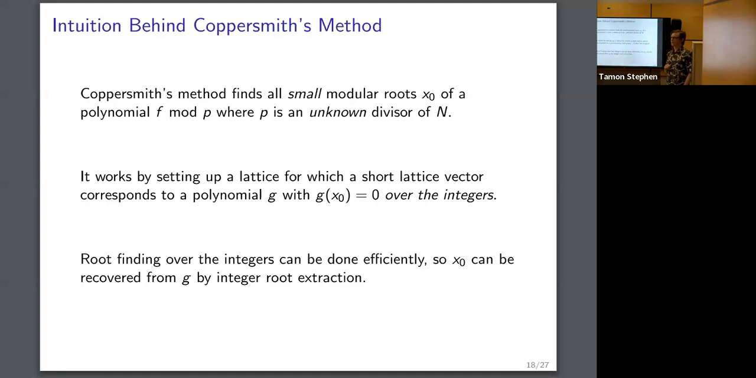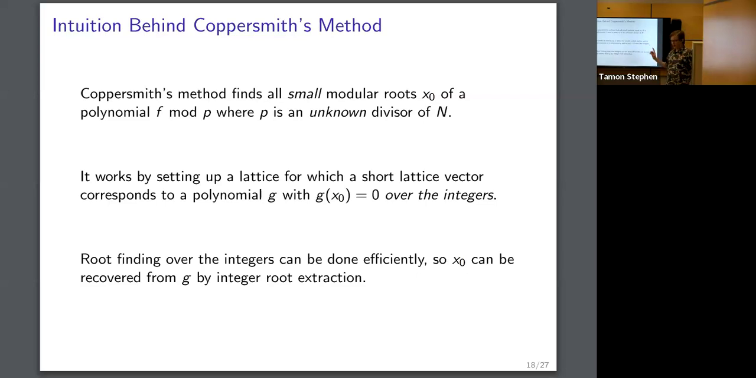Well, yeah, for any divisor of n. So in this case, it can be F mod P or F mod Q. I believe it's a root of one of those. There's a bound, I believe, and in this case P and Q are the same size, so it should work for both. But I think there's a bound on the prime as well.